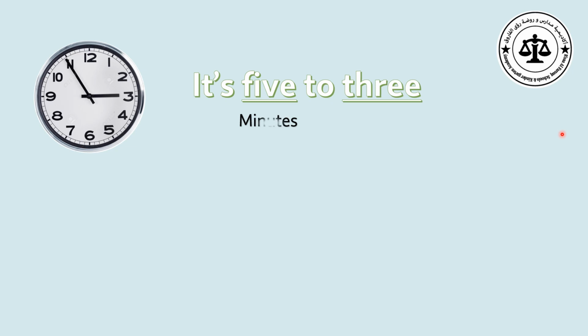What's the time? The long hand at 11 and the short at 3. What's the time? Excellent. It's 5 to 3. الساعة 3 إلا 5. 5 means minutes and 3 hours. The long hand at 11, so it means it's 5 to. The short hand at 3, so to 3. It's 5 to 3.